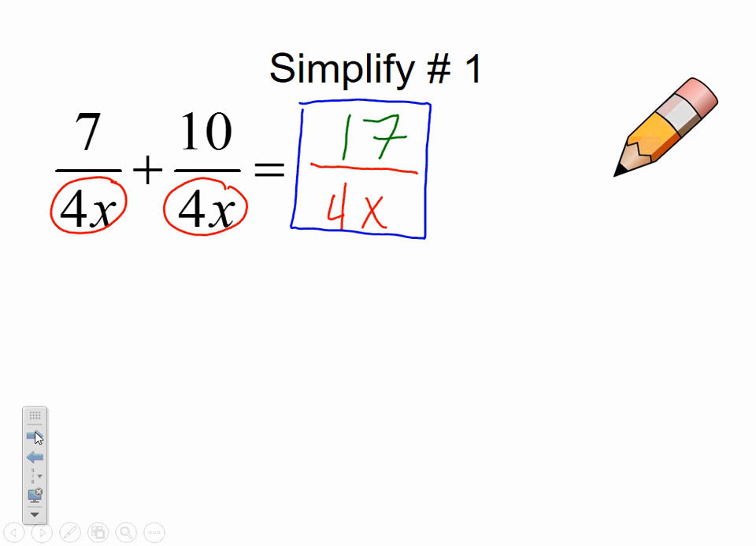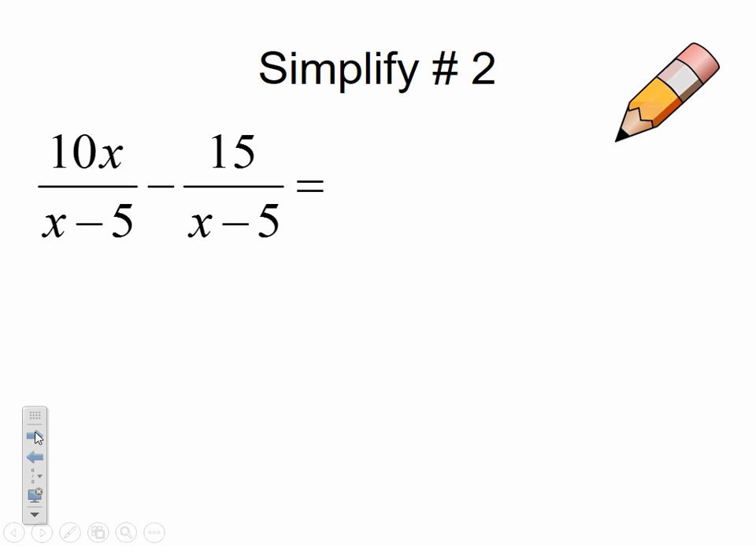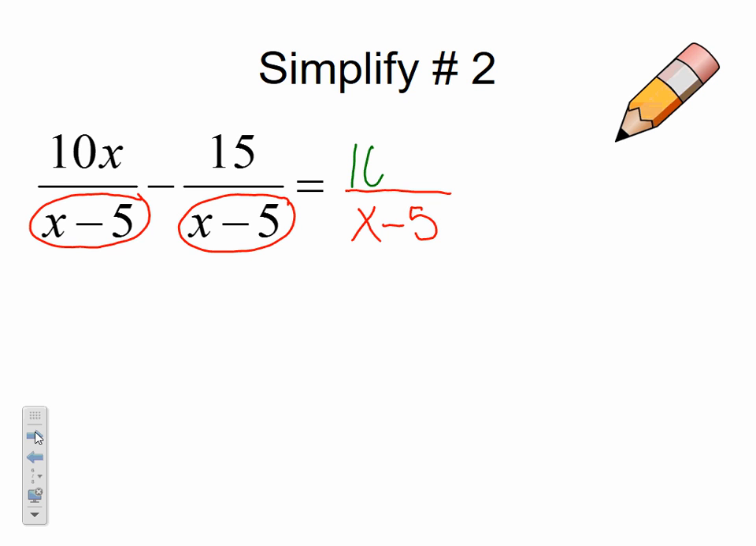All right, moving on to example number 2. Here's example number 2. We're going to take 10x over x minus 5 minus 15 over x minus 5. So same thing again, you guys. First thing we're going to check. We have subtraction. And our denominators are the same, so we have x minus 5. Now I have to take 10x minus 15. I can't subtract 10 and 15 because they do not have the same x value. So I'm just going to rewrite it. I'm going to have 10x minus 15 in my numerator.